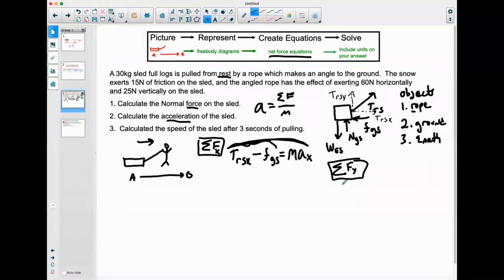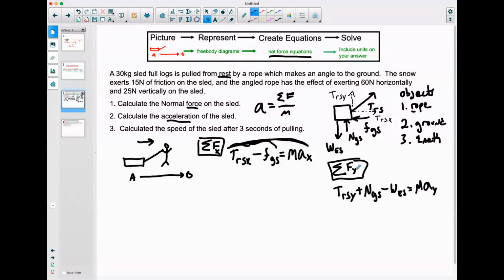Well, in the y direction, let's call up positive. So we have tension, rope on sled, but just in the vertical or y direction. That's that piece right there. And then we have the normal force, ground on sled. That's also directed in the positive direction. And then we have the negative direction, earth pulling down on the sled. And that will be equal to the mass times the acceleration vertically. All right, this again is the net force equation for the y direction.